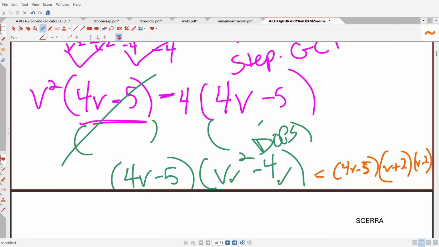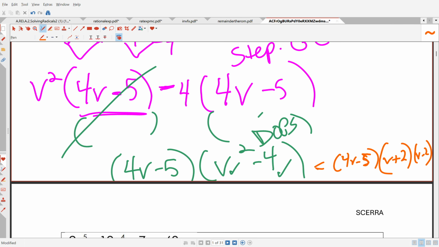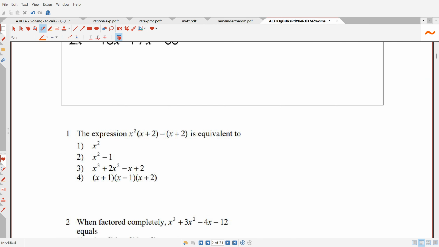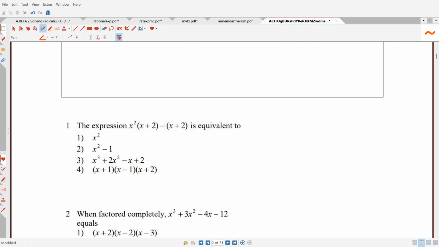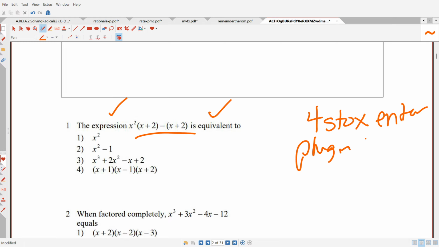Now I want to show you. Hopefully these will be multiple choice. Okay? So I'm just going to show you. You see it says expression and equivalent? It's multiple choice. Whenever it's expression and equivalent, we're going to use the number 4. We're going to do 4 store X and hit enter. So take your calculator and do 4, because we could use any number we want, but so we're consistent, we're going to use 4. Then you're going to plug in the original with the X. And it's going to plug in a 4 for X.